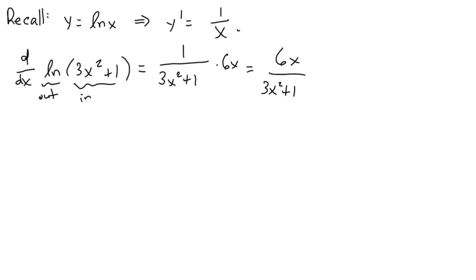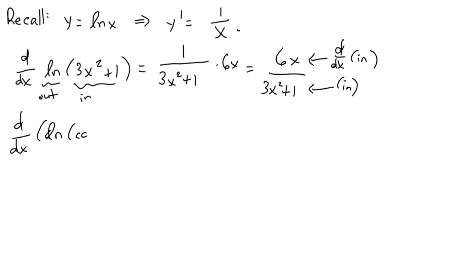So notice what I have. I have the derivative of the inside divided by the stuff that's inside. And that's always how it's going to work. Let's try another one. Say I want to differentiate natural log of cosine x.